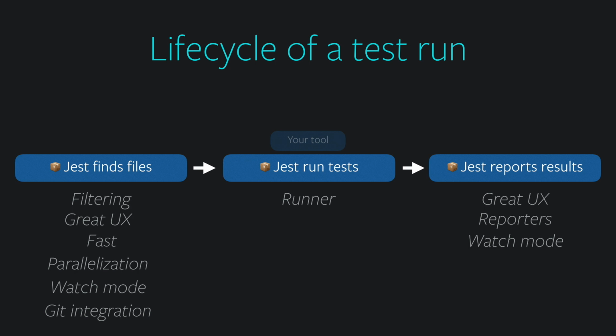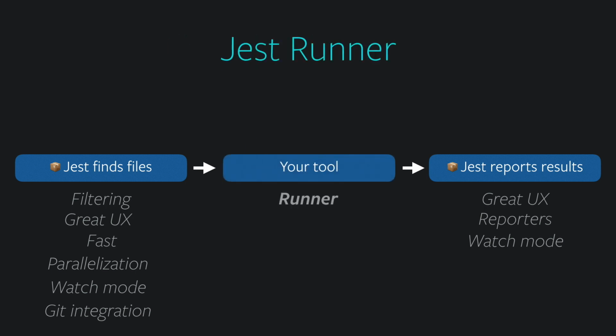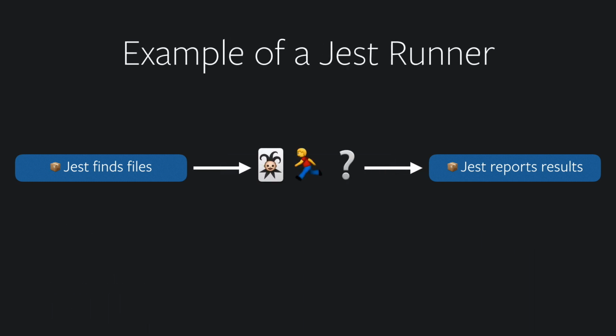And as you can see, a lot of the heavy lifting is happening when Jest is either finding your test files or reporting the test results. So imagine if we could swap that middle part, also known as the runner, for our own tool. That means that Jest would do all the fancy work for us. And at this point, we've been talking about Jest as a platform, and we introduced the concept of runners. But how does this look in practice?